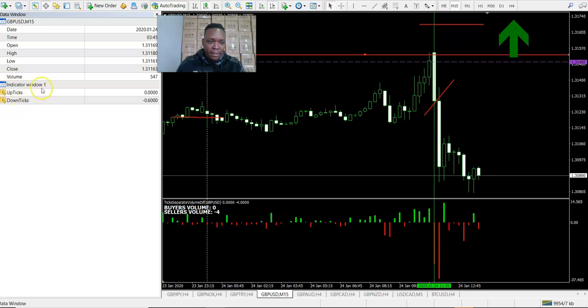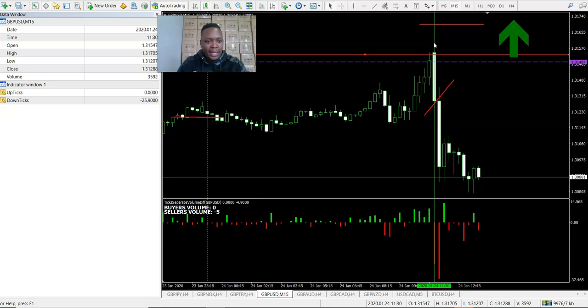If I put my cursor back there, here's my cursor, you can clearly see it says up ticks 0.000, down ticks minus 25,000. Okay, sorry, minus 25.90, not 25,000. It means that the sellers are dominating. There were absolutely no buyers when that candle closed. The dominating ticks were the sellers' ticks.